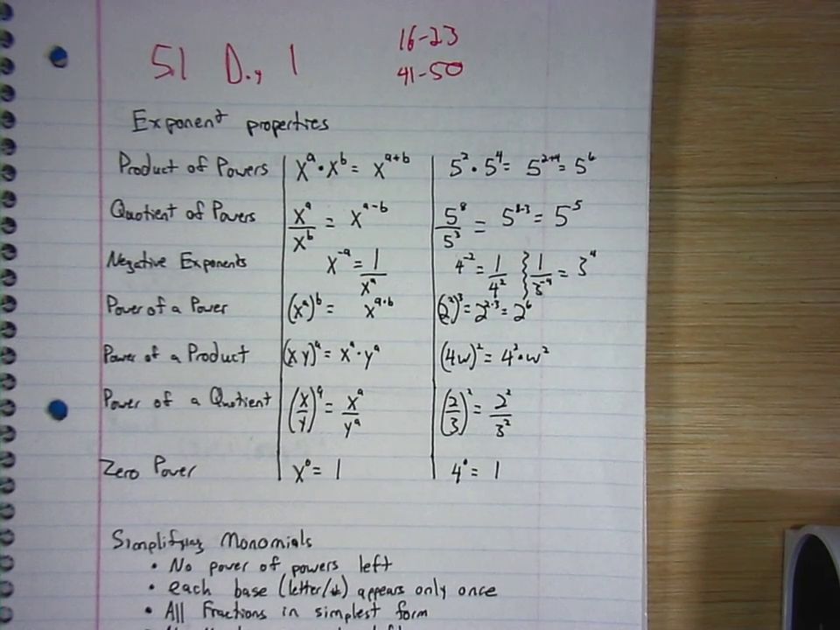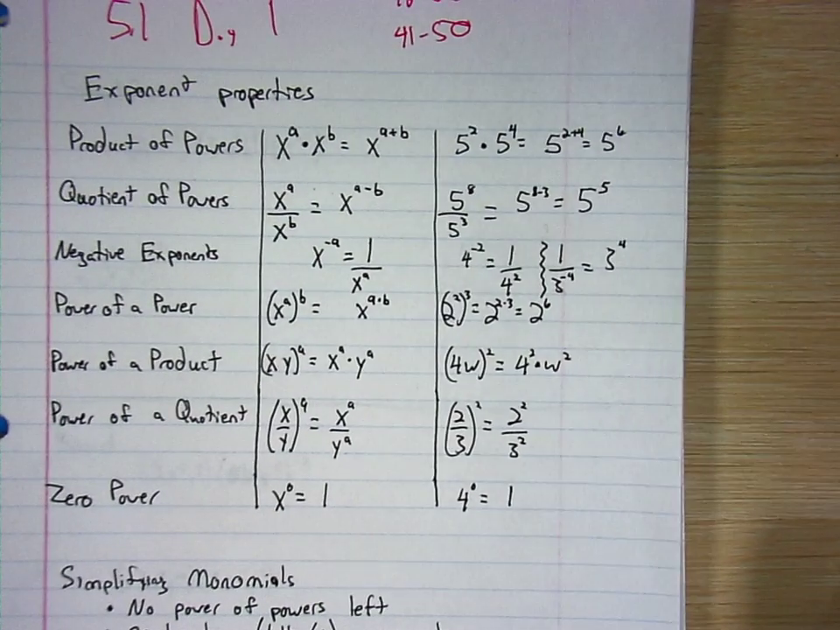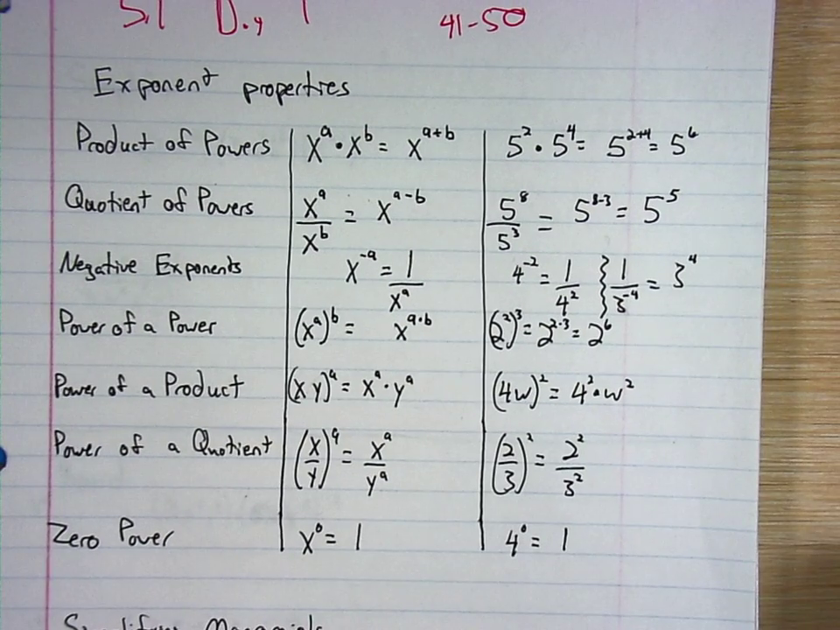Today we have section 5.1, day 1. The section overall is operations with polynomials. Today we're focusing on exponent properties and simplifying monomials.